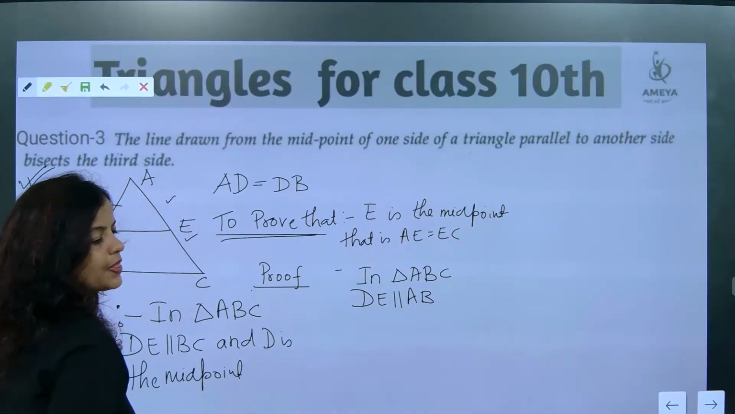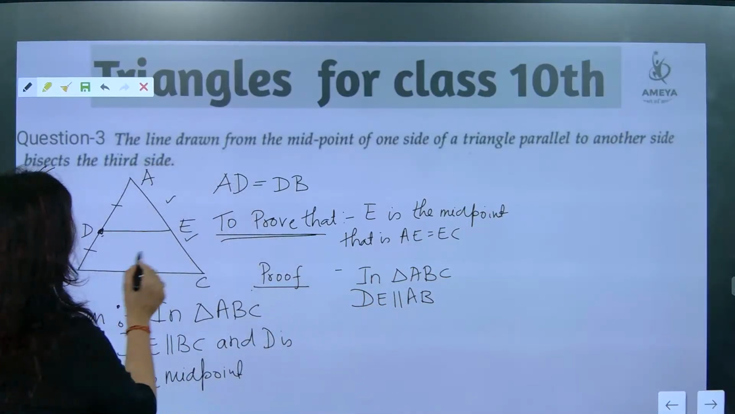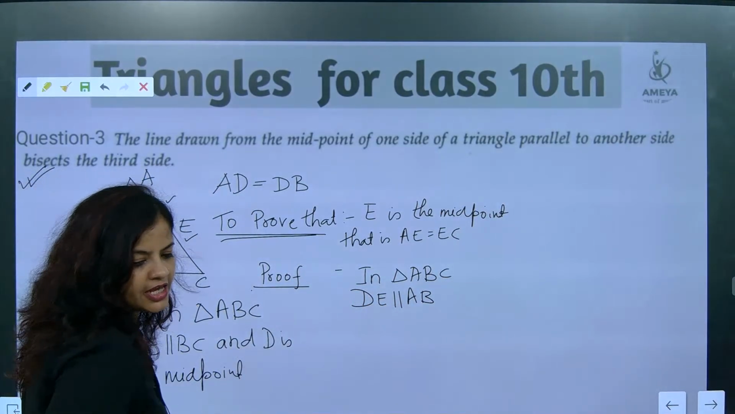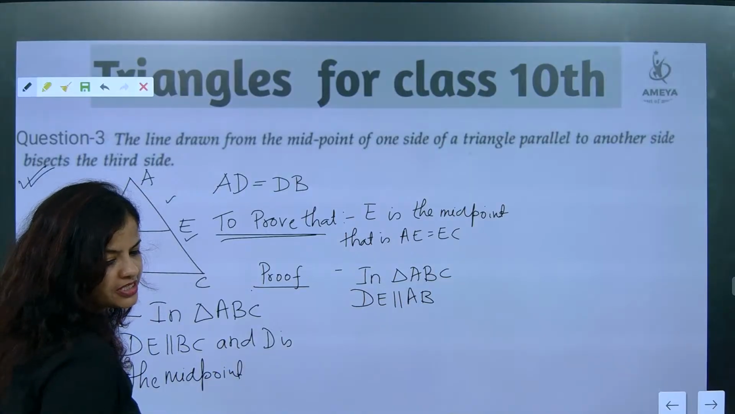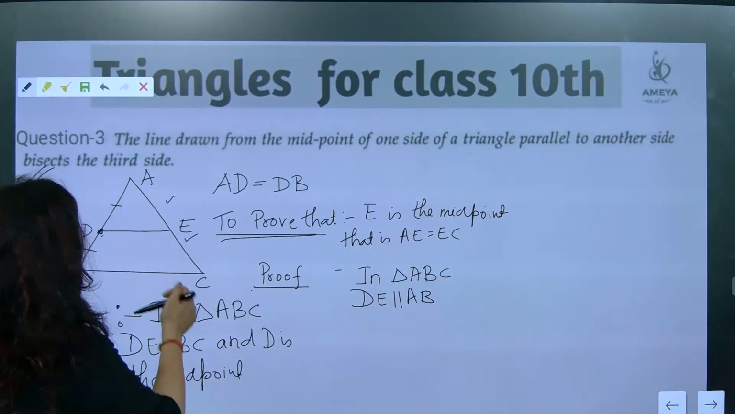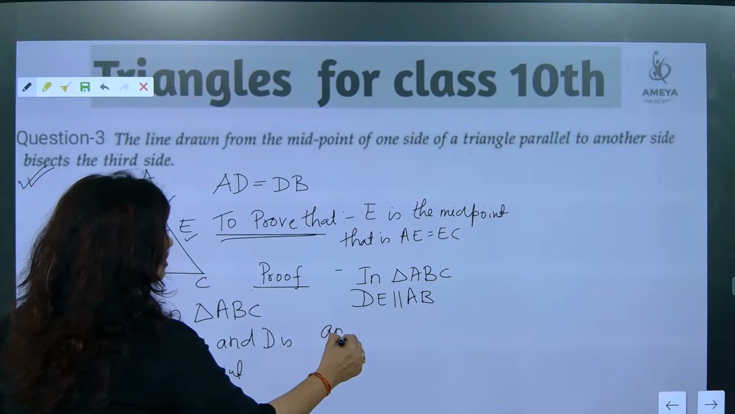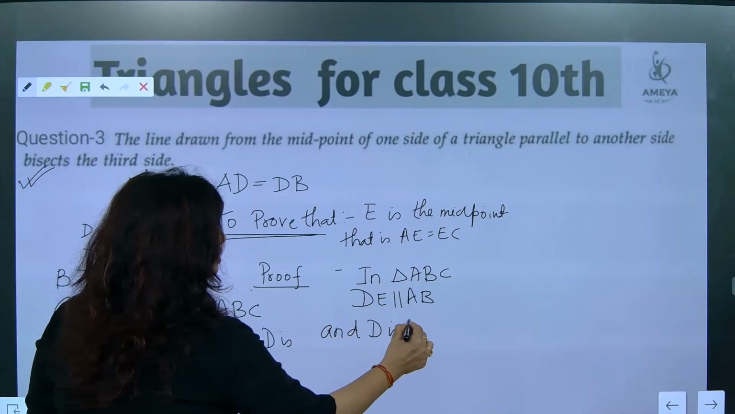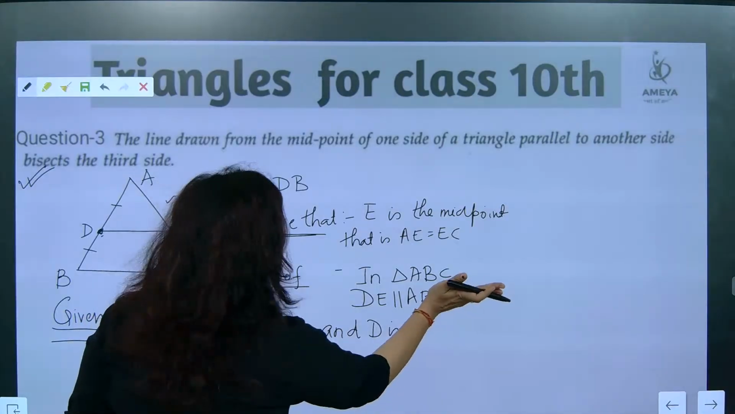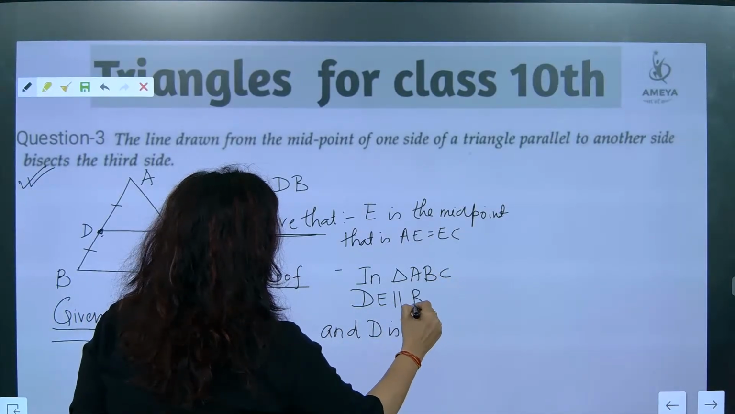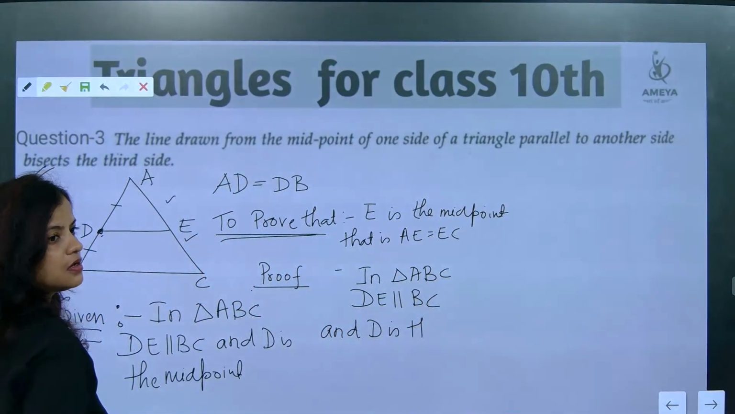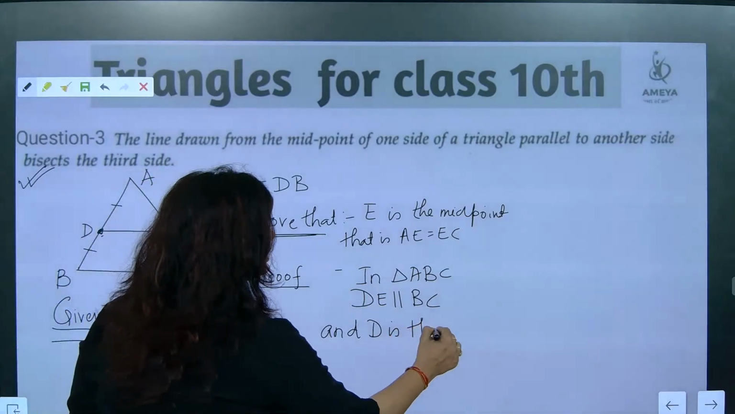Now beta, DE is parallel to BC. What is DE? DE is parallel to BC. Understood? Now look here. If it is parallel to BC, that means what, beta? DE is parallel to BC, and D is the midpoint.